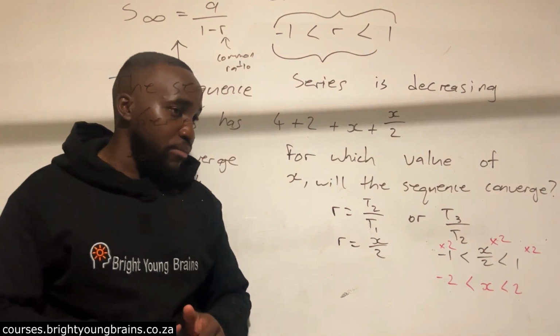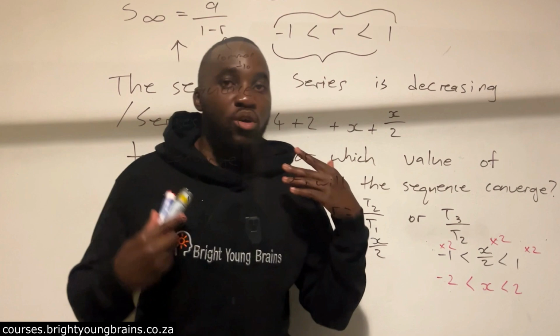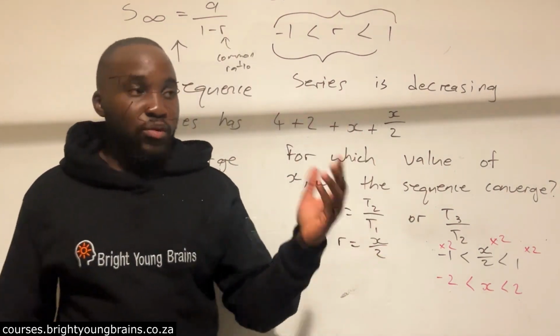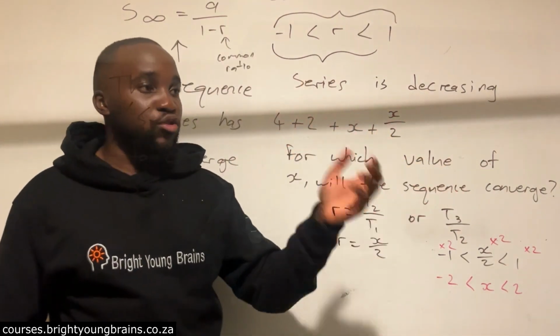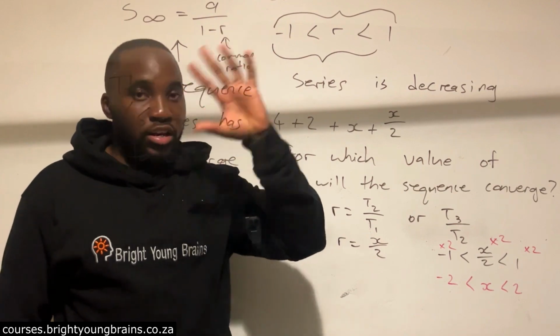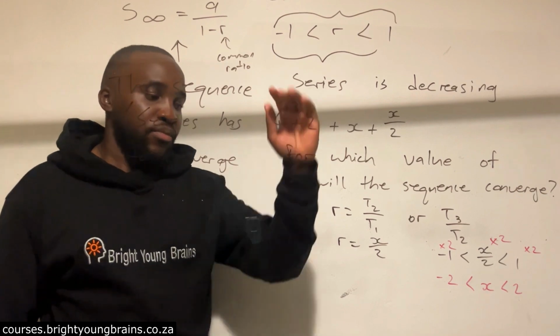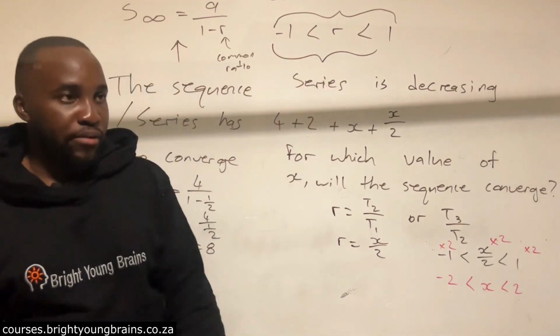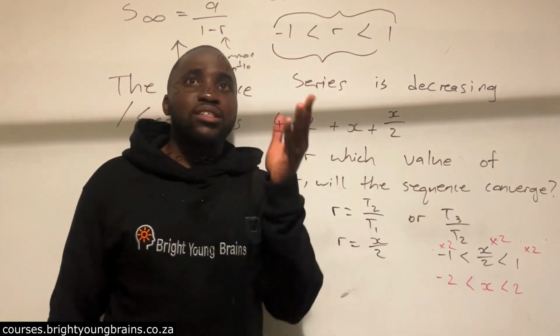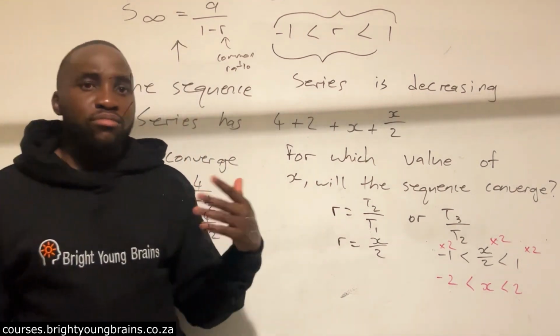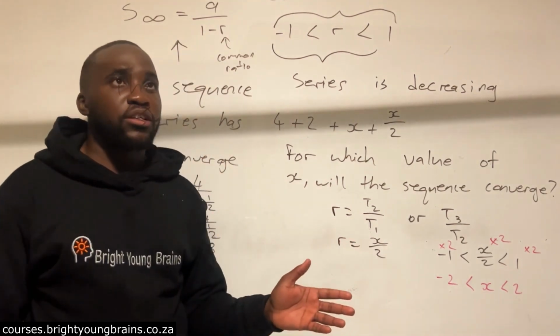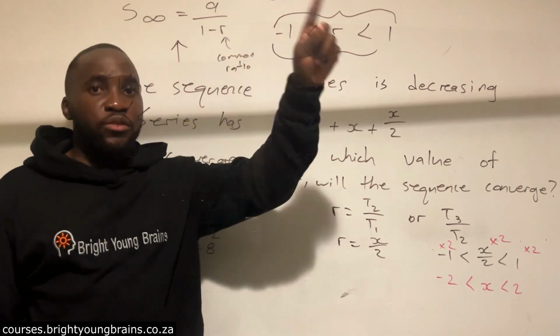But the point I'm trying to make here is, anytime they ask where the sequence converges, or for which value of x the sequence converges, all you do is get a value of r in terms of x, then throw that into this expression, simplify, and you'll be done. So that's sum to infinity in a nutshell. Nothing crazy, nothing complicated. It only works for a geometric series.